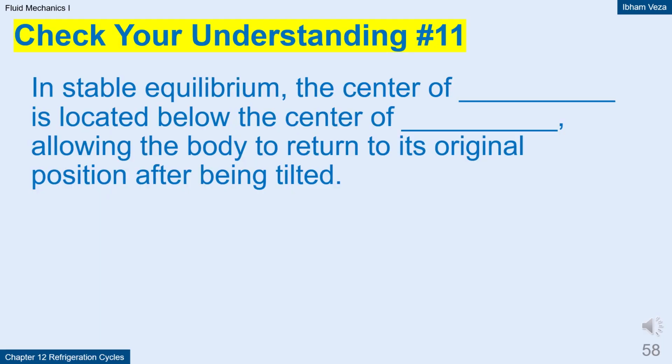Check your understanding number 11. In stable equilibrium, the center of gravity is located below the center of buoyancy, allowing the body to return to its original position after being tilted.